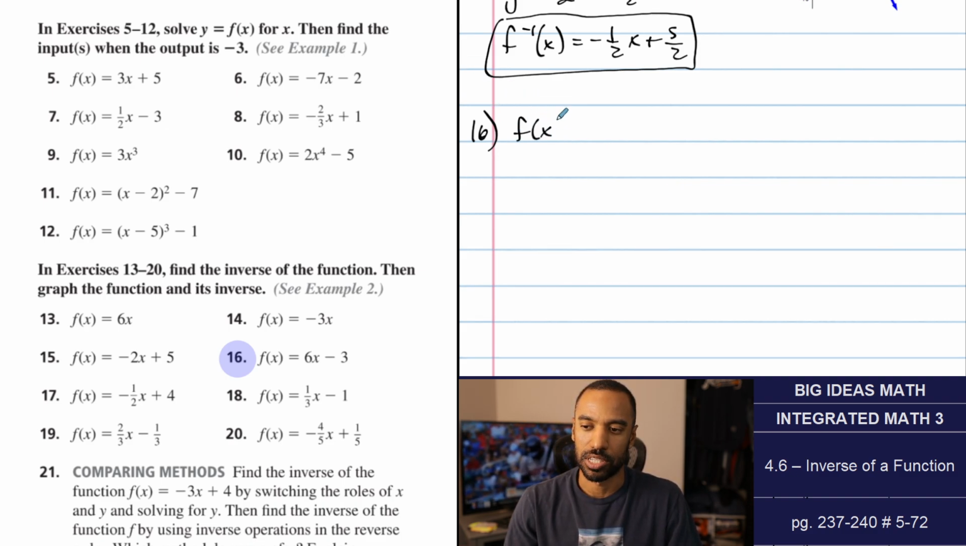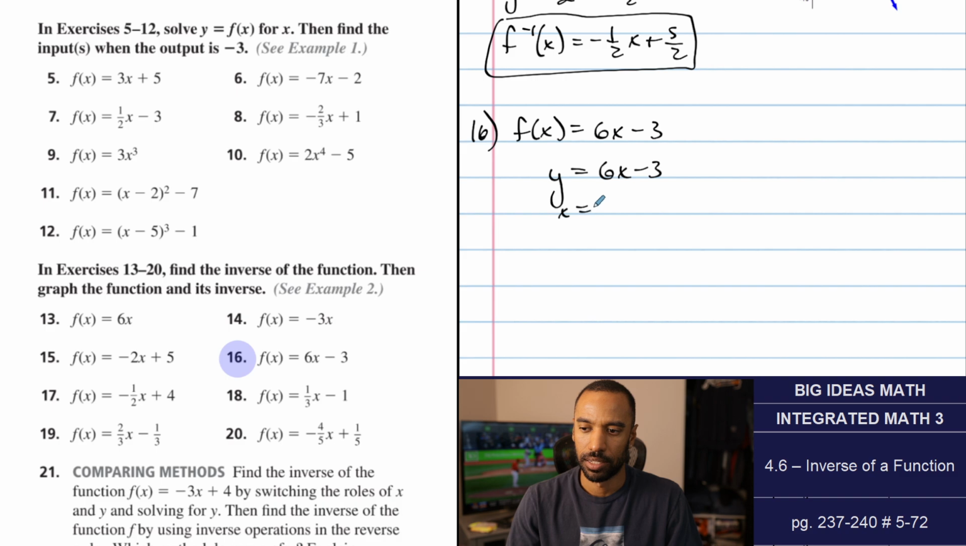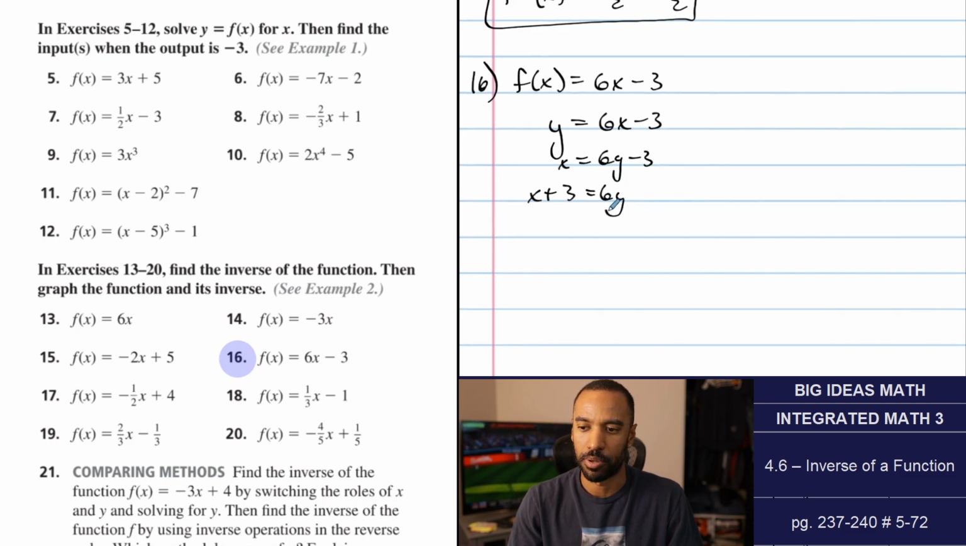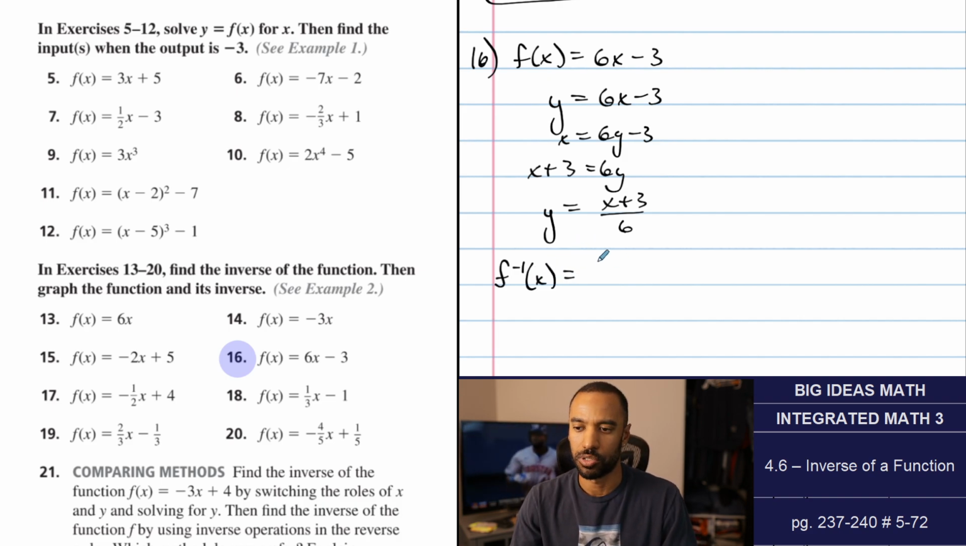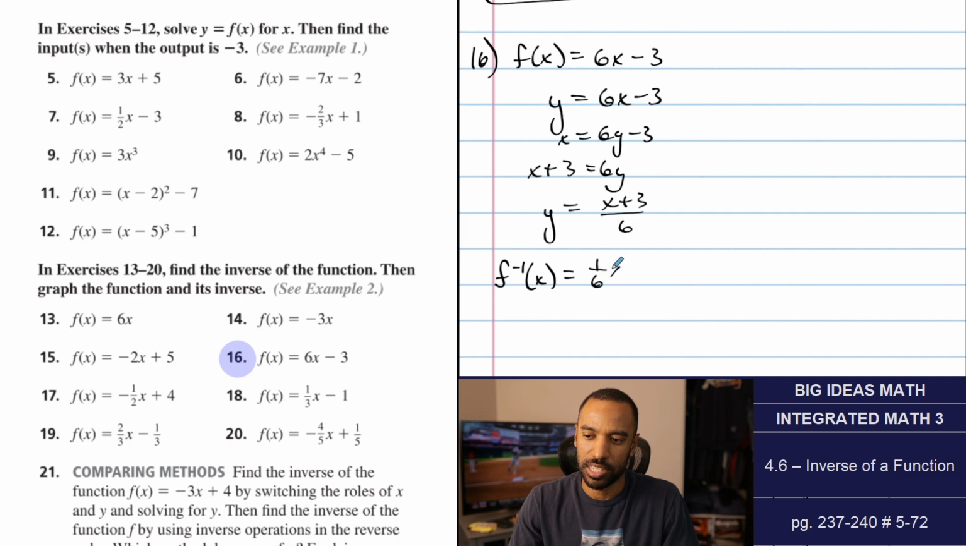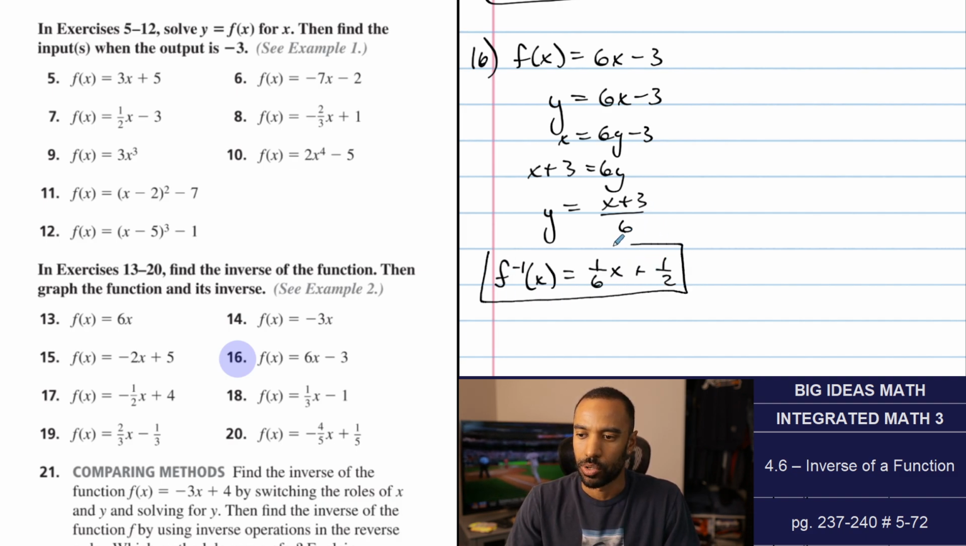All right, next question is f of x equals 6x minus 3. Let's swap x and y. And then we will add 3 and divide both sides by 6. So we'll get y equals x plus 3 all over 6. But let's do the same thing as before. First of all, I'm going to write inverse notation. Whether or not you do is up to you. You can still write y equals, as long as you know it's the inverse. Let's write this as 1/6 x plus, and 3 over 6 is 1/2. So here's our inverse function.